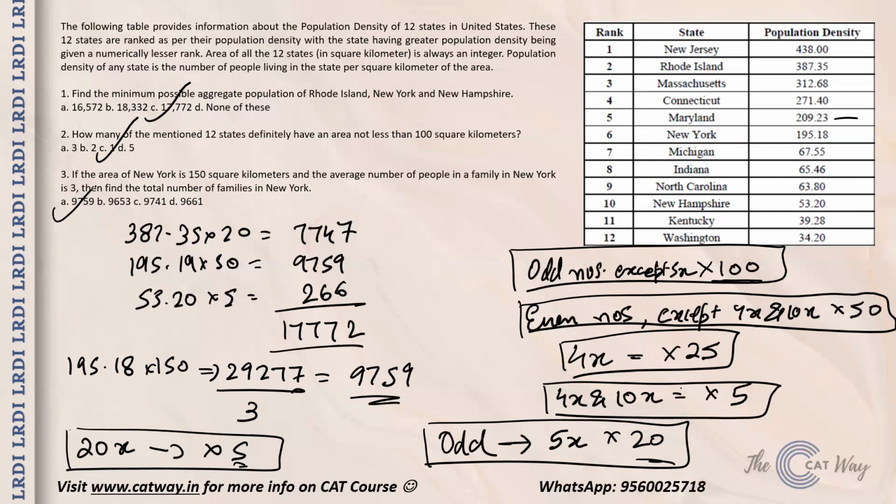So this was a pretty easy set, guys. The only thing that you had to crack was how to convert these population densities into population. That was the only thing that you were required to crack, and I hope you have understood the set well now.